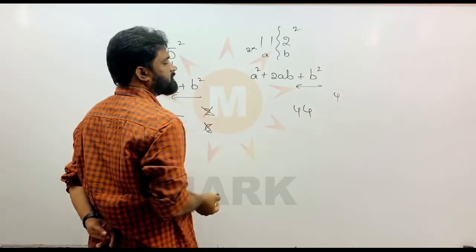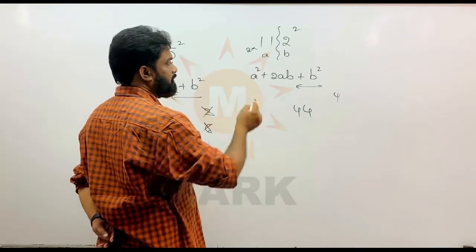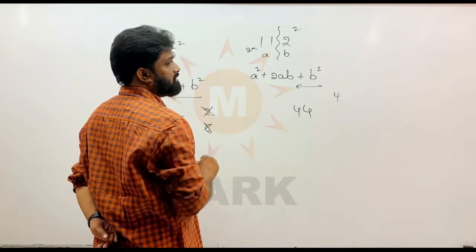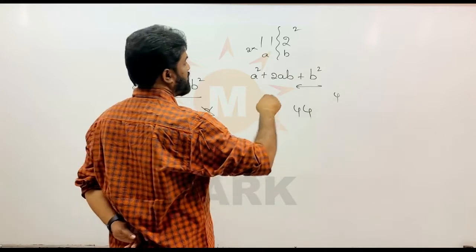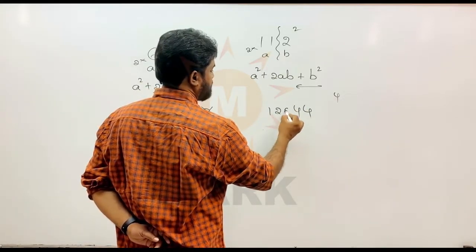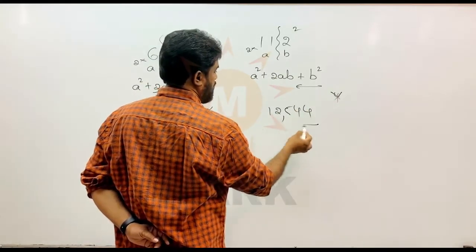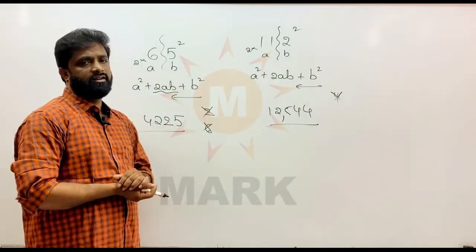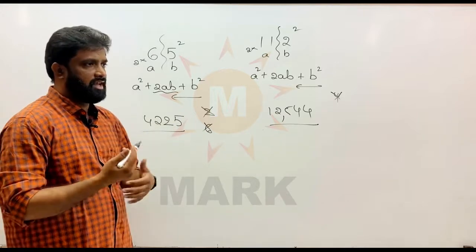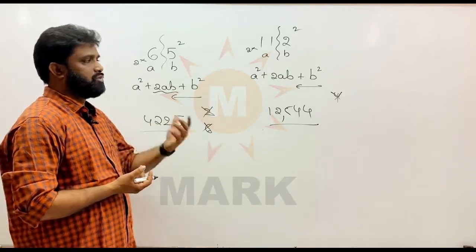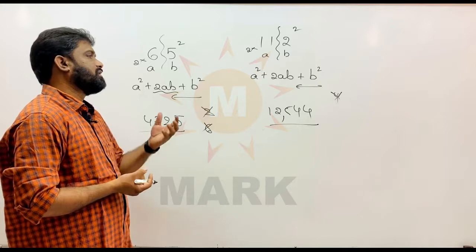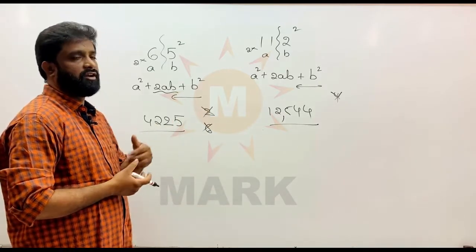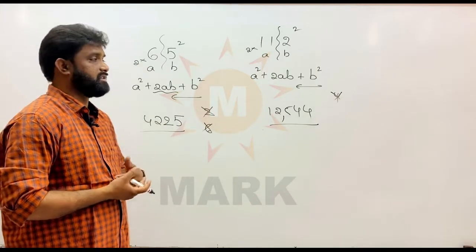So a stands for 11, that means a square is equal to 11 square. What is 11 square? 11 square is 121. 121 plus 4 is 125. So your answer will be 12,544. By using this a plus b whole square technique, in the reverse order, starting from the units place, we can find the square of any 2-digit number or 3-digit number.